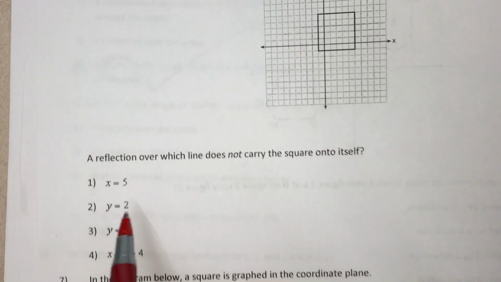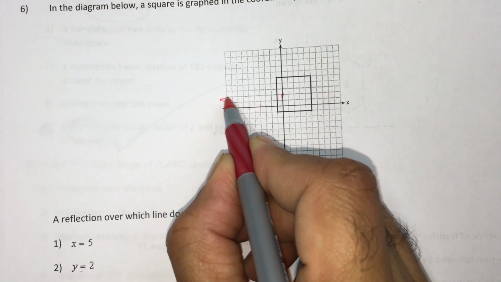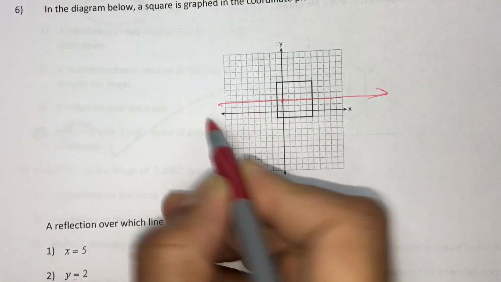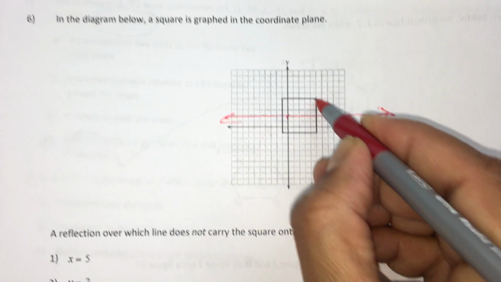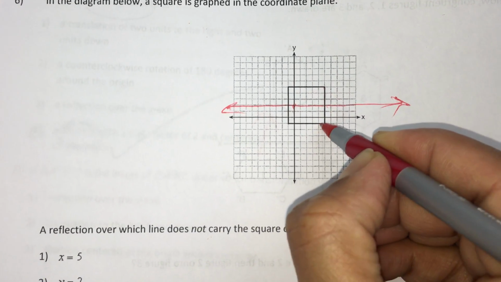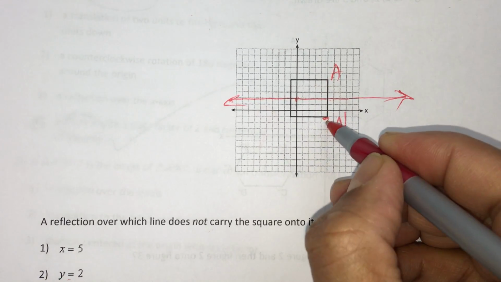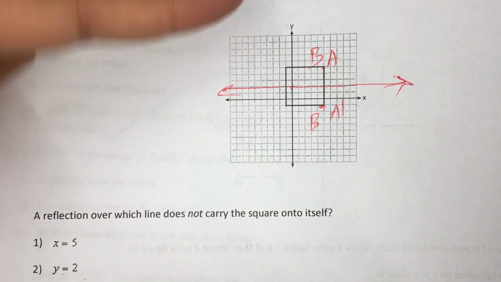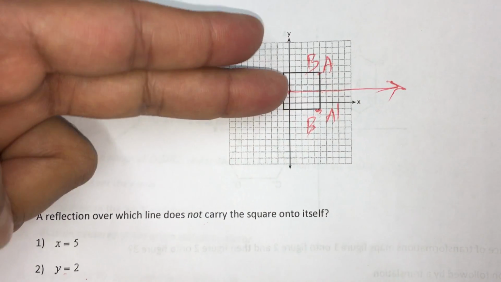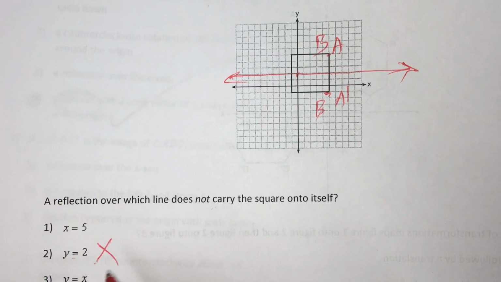Let's take y equals 2. Where is y equals 2? y is 1, y is 2. If you draw the line like this, it acts like a mirror. Then this will reflect 1, 2, 3 here, and this will reflect. Suppose you call it A', it will be here, and B' will be here. That means it is reflecting along this mirror onto itself. So this is a wrong answer.